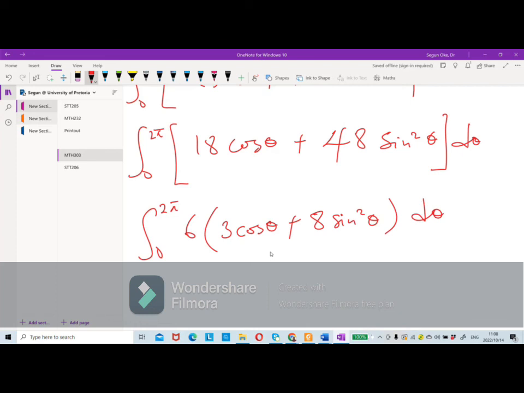Now you can integrate this one and substitute the pi there. If you do it very well, you have 192 pi. If you substitute it very well, you have this.